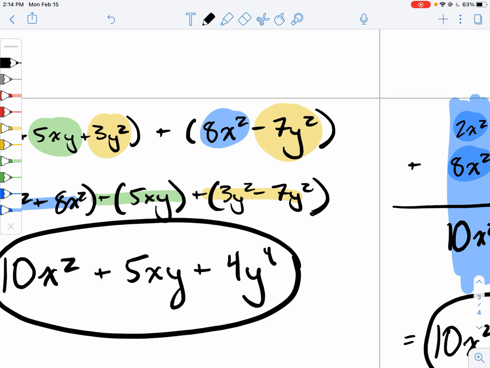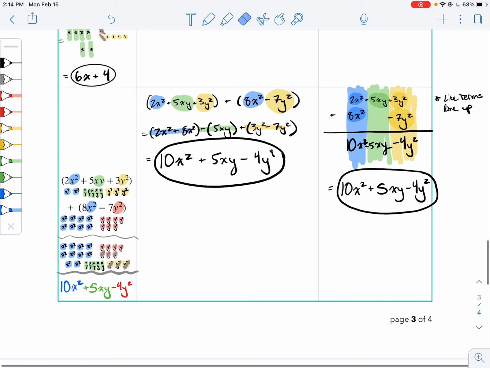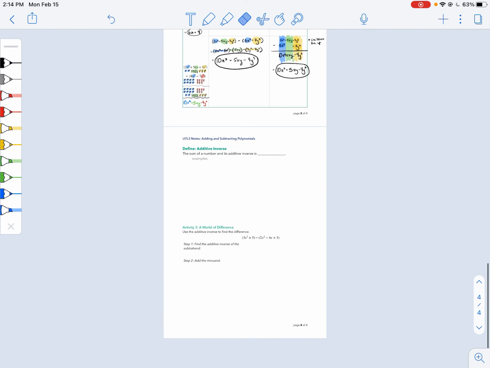3y minus 4y is negative 4y. Aha! Same answer every time. Maybe we should be doing all three methods so we can check our work.